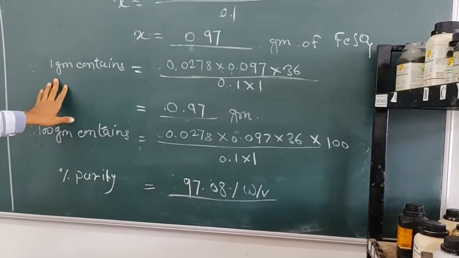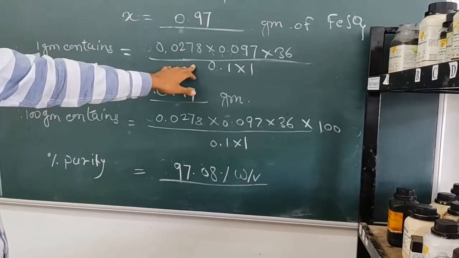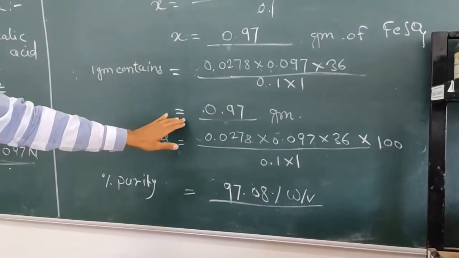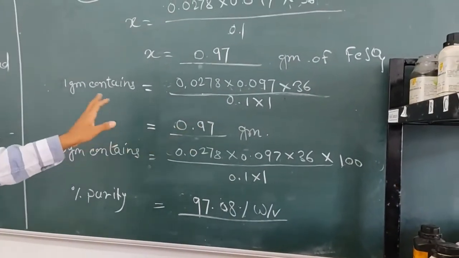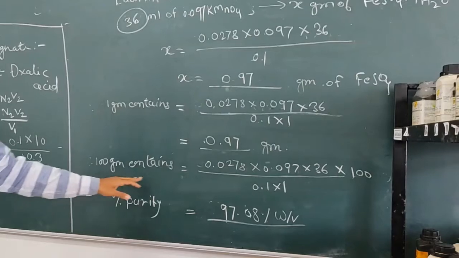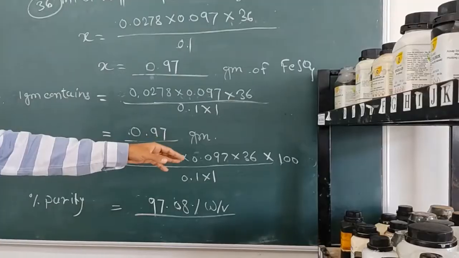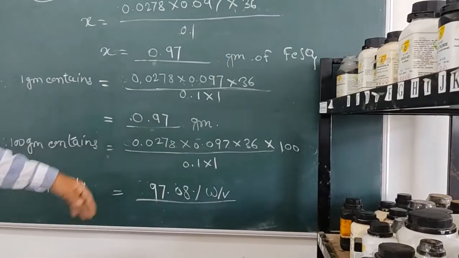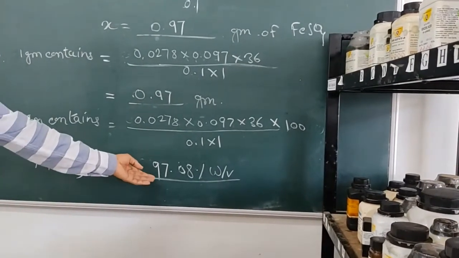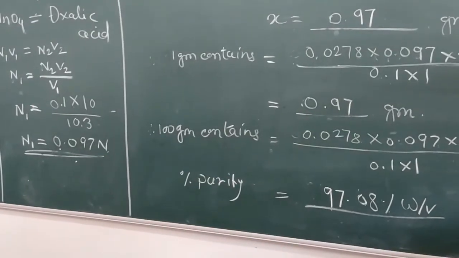Then 1 gram of sample contains 0.0278 into 0.097 into 36 divided by 0.1 into 1, that is 0.97 gram of ferrous sulfate. Then calculate the percentage purity for ferrous sulfate. 100 gram of sample contains 0.0278 into 0.097 into 36 into 100 divided by 0.1 into 1. The percentage purity for ferrous sulfate is found to be 97.08% weight by volume.